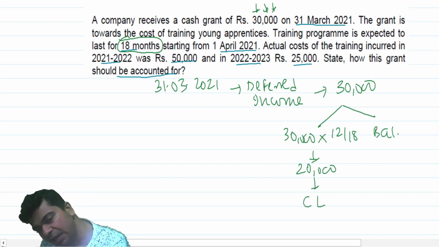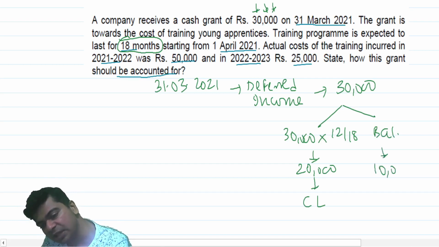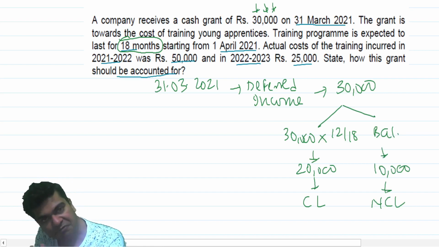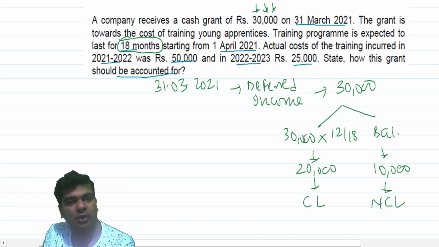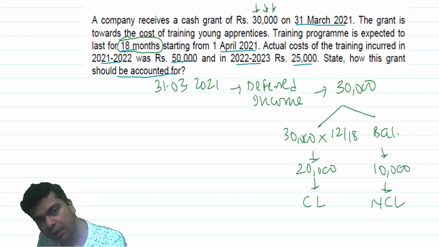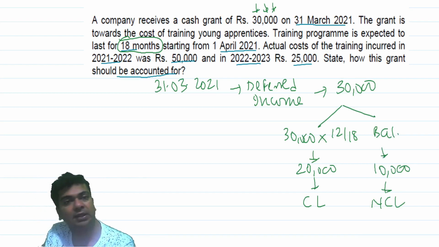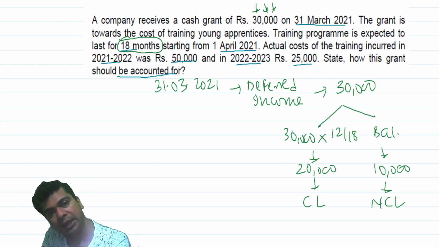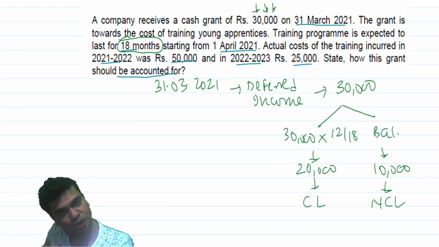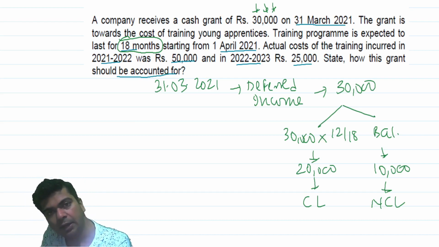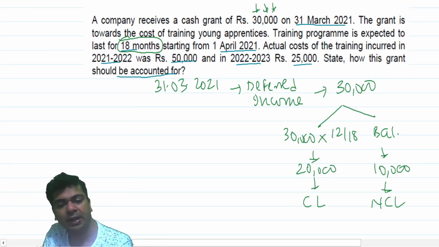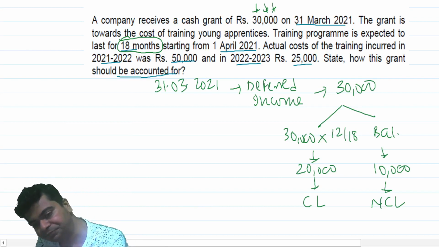And then we take the balancing figure. The balancing figure is 10,000. This is your non-current liability. When you prepare your balance sheet on 31st March 2021, please report 20,000 as current liability and 10,000 as non-current liability. When you prepare the extract of the balance sheet, under the non-current liability heading, you will show 10,000, and under the current liability heading, you will show 20,000. When? 31st March 2021.